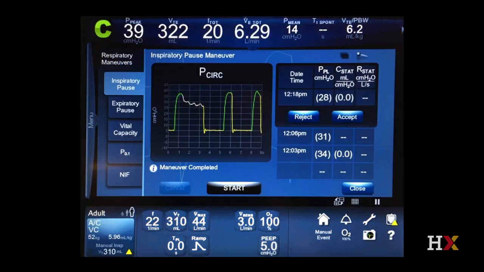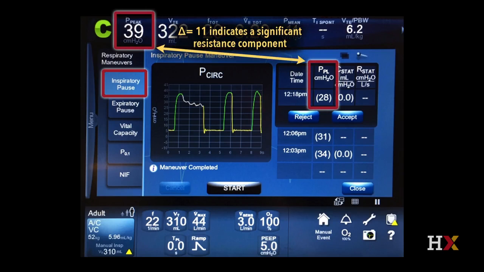To evaluate her more fully, the first thing we did was check a plateau pressure. The plateau pressure here was only 28, and at the moment this was checked, you can see that her peak was 39. That's a large delta. That's a delta of about 11 points. That indicates that there is a significant component of resistance rather than having a compliance problem. So this patient was having a resistance problem, not a compliance problem.